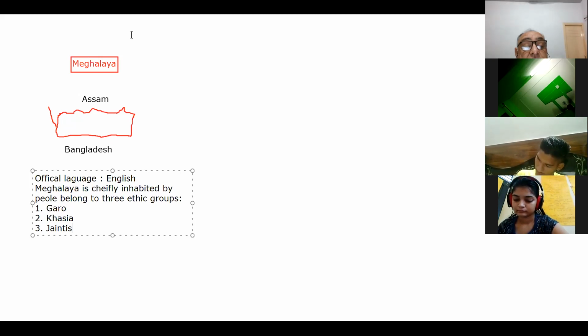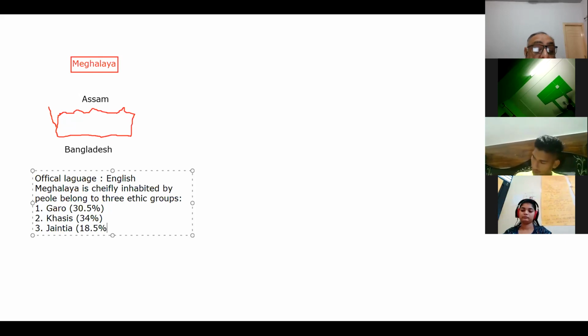According to the 2011 census, Garos constitute about 30.5% of the total population of the state, right? And Khasis constitute about 34% of the total population of the state. And Jaintia constitute about 18.5% of the total population, right? So approximately 83% of the population of the state is constituted by these three tribal communities.